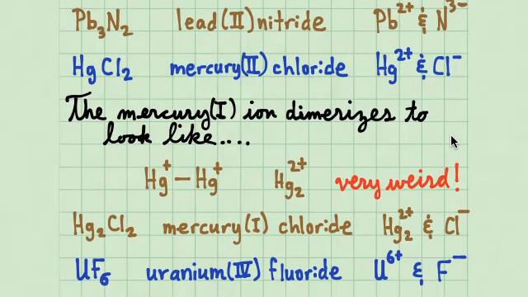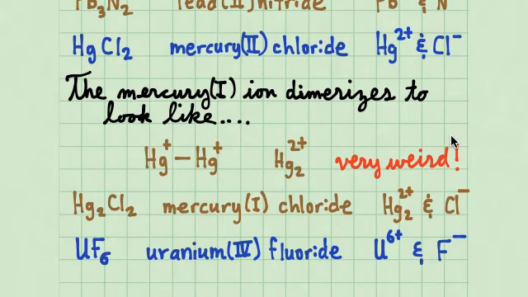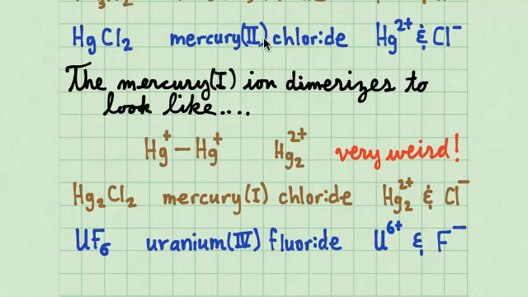Mercury does a really weird thing. I hesitate to show you this one, but I'm going to. Mercury 2, no problem. This is mercury 2 chloride, same as always. But a mercury 1 ion is really weird. It hooks up with another of its type, and it's called a dimer. Di means 2 units. That's called a mercury plus, mercury 2 plus. And so I'll just say that's very weird.